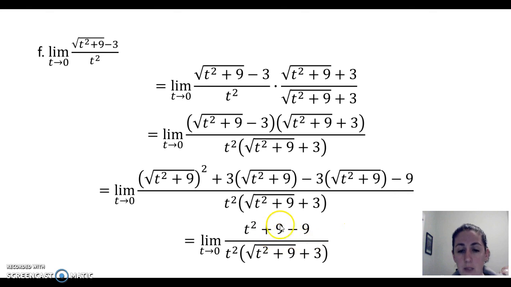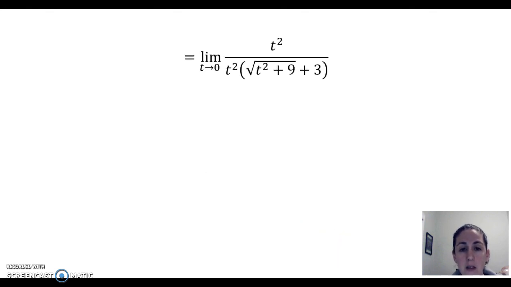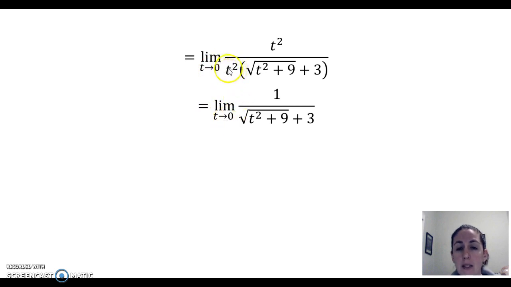Now what you notice is this positive 9 and minus 9 are going to cancel. And when they do, I'm left with t squared over t squared. Hey, look at that. Those are going to cancel. And now that I have it in this form, let's now try to plug in t equals 0. Right here, t equals 0, 0 squared times anything is 0, was giving us 0 in the denominator, which was preventing us from being able to take this limit by direct substitution.